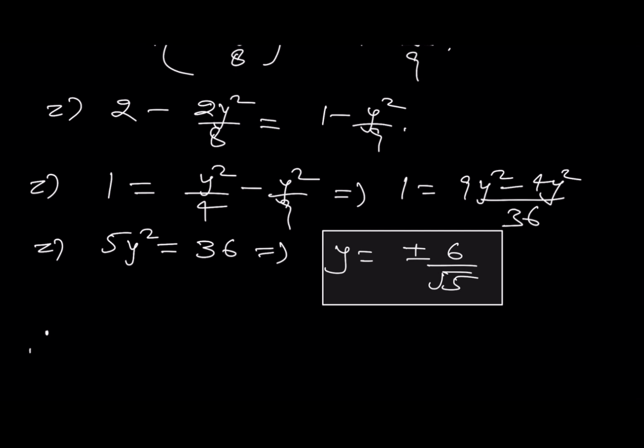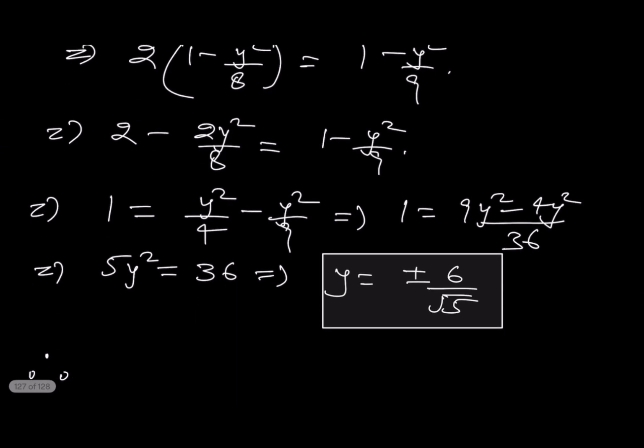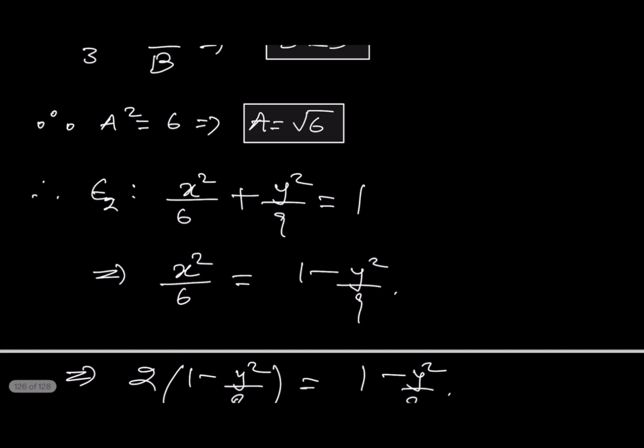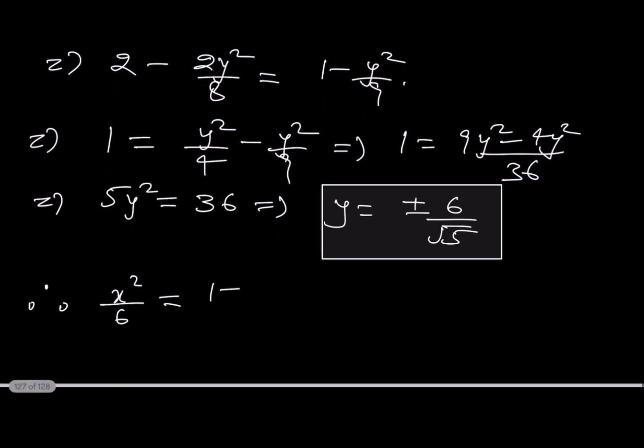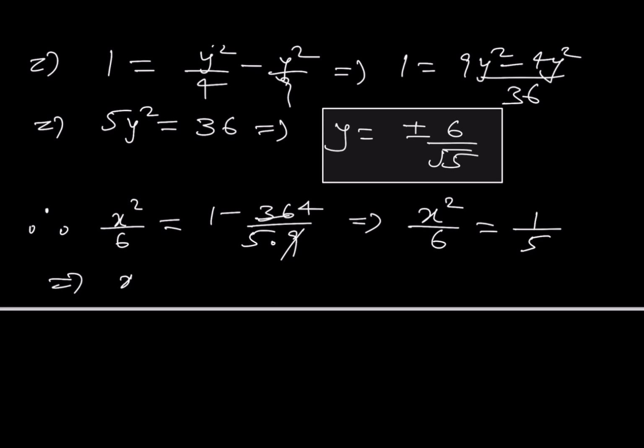Therefore for x, x square by 6 is equal to 1 minus y square by 9, and y square is 36 by 5, divided by 9, right? So 9 4's are 36. So x square by 6 is equal to 5 minus 4 over 5, that is 1 by 5, or x is equal to plus minus root over 6 by 5.